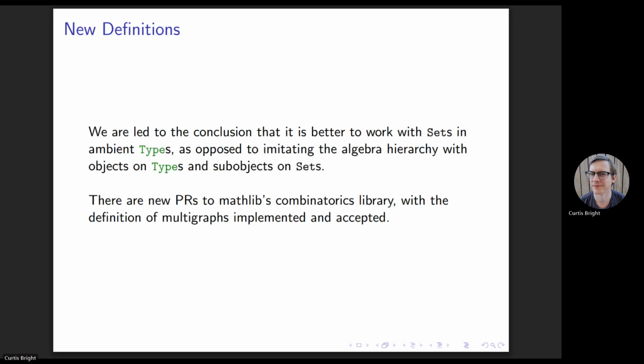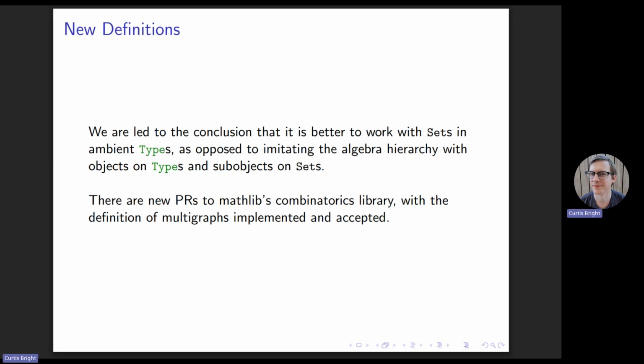For example, because distinct types are not equal, if we have a simple graph defined on some vertex deletion subtype, and a simple graph defined on some other type that we know is the same type, we won't be able to say that they're equal because this essentially doesn't match up.